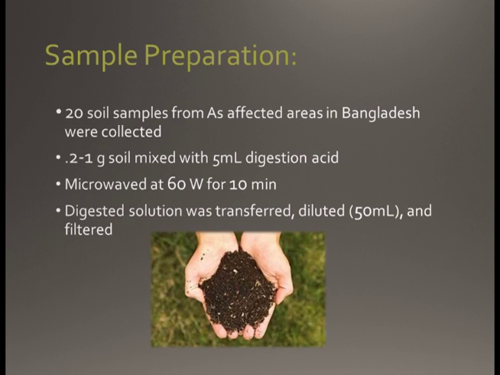They used digestion solvents, and they used nitric acid, and hydrochloric acid. So the researchers in this study collected 20 soil samples from contaminated irrigation water in Bangladesh, areas that they already knew were affected by arsenic. They used 0.2 to 1 grams of the soil and mixed it with 5 milliliters of the digestion acid, which was the nitric acid or the hydrochloric acid.